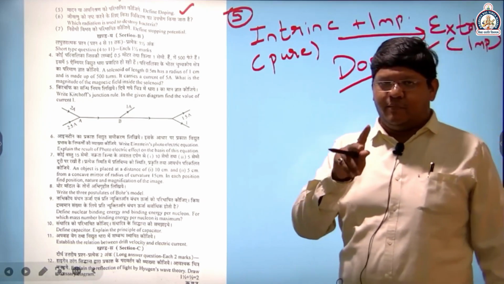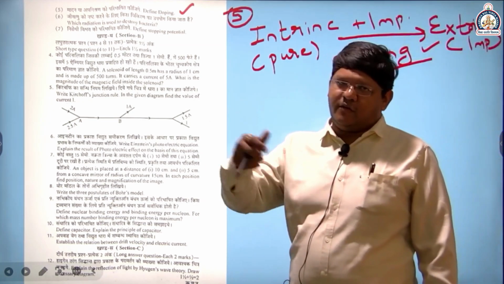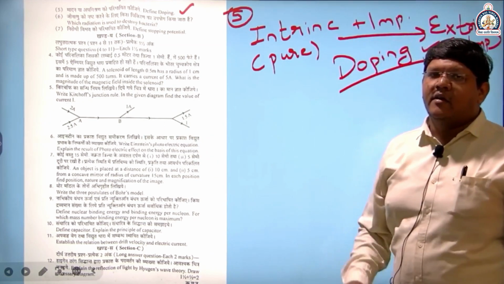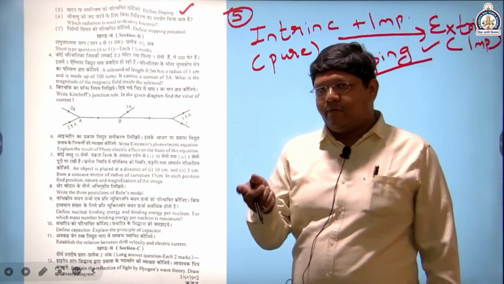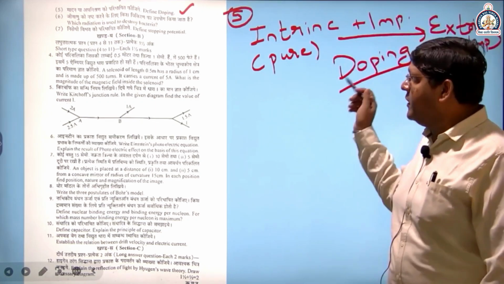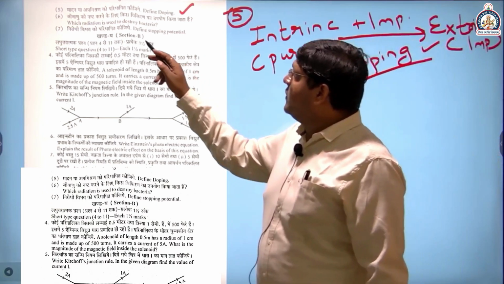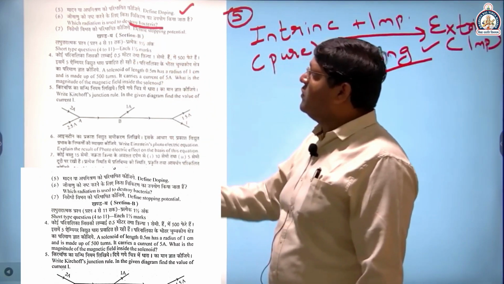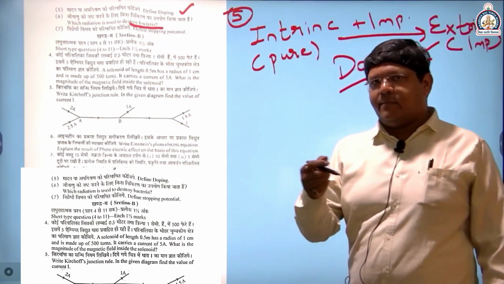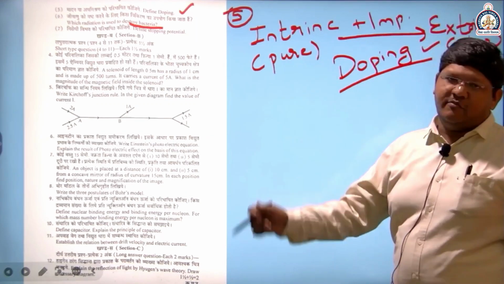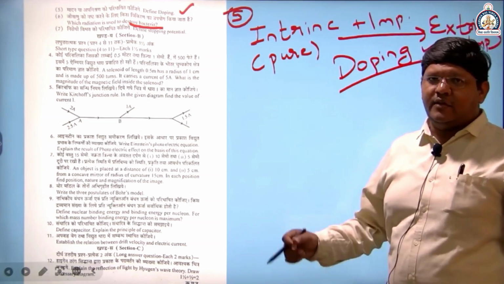There are two types of dopant. For N type it is different, for P type it is different. For P type we use trivalent, for N type we use pentavalent impurities. Moving to the next question, which radiation is used to destroy bacteria? You have discussed this in the spectrum table. For destroying bacteria, for sterilization, we use UV rays.